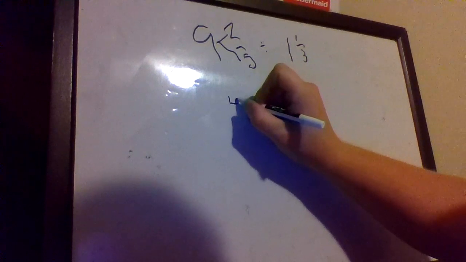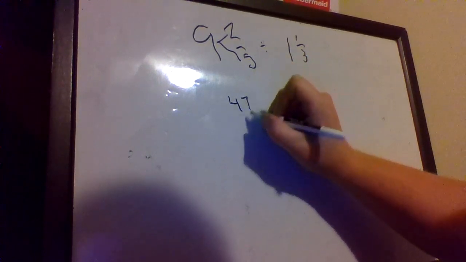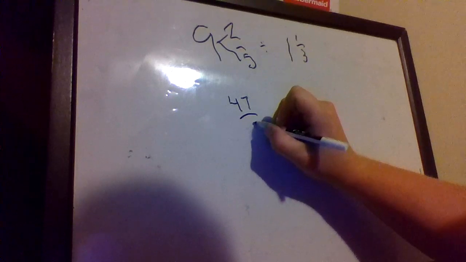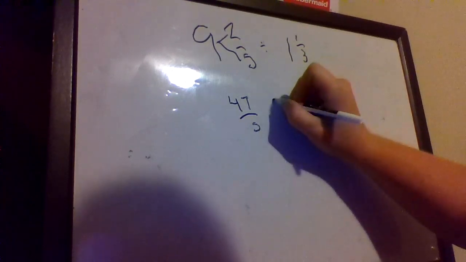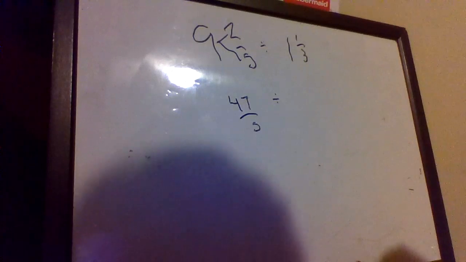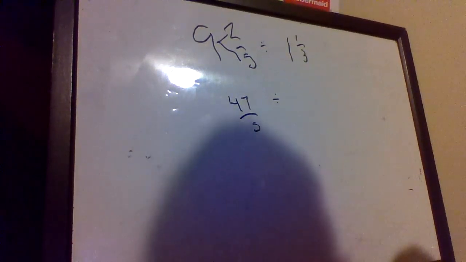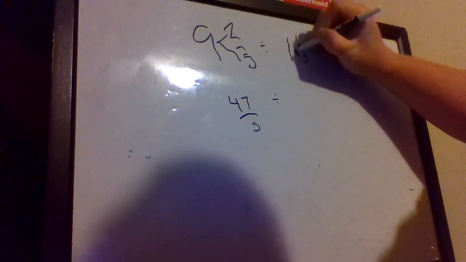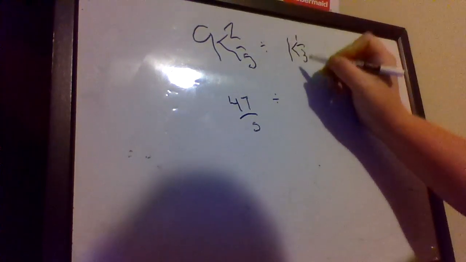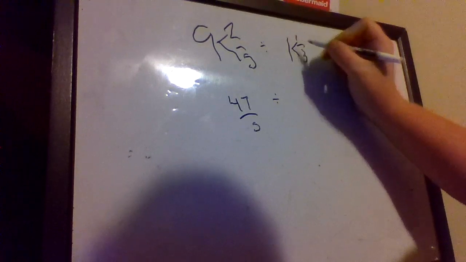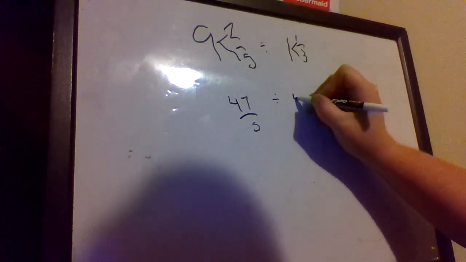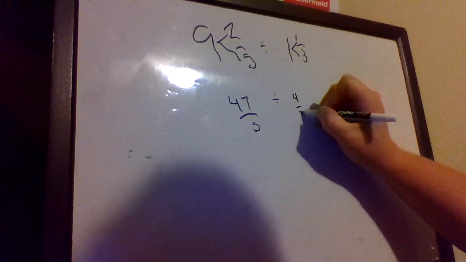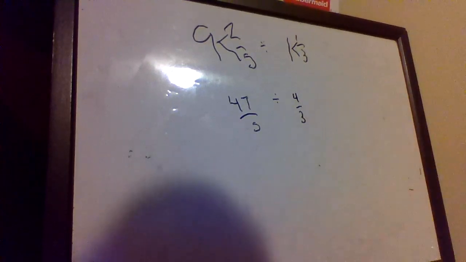So we've got 47 over 5 divided by. Very important. Do not skip steps. Please do not skip steps. You're going to confuse yourself. Okay, we multiply here, we add here. So 3 times 1 is 3. 3 plus 1 is 4. And then we keep the denominator. So now we have 47/5 divided by 4/3.